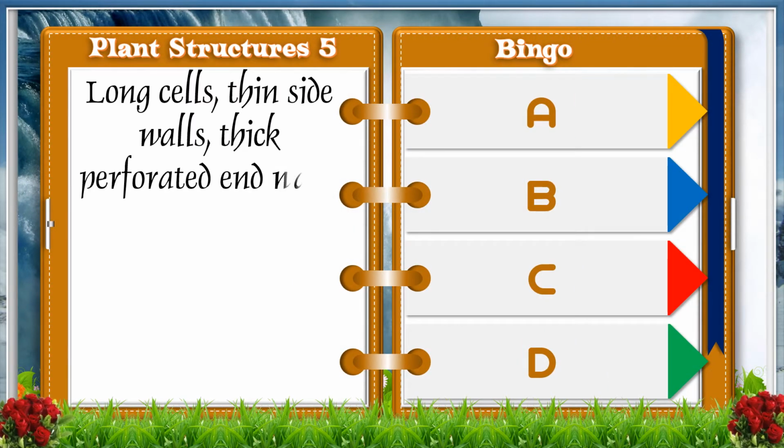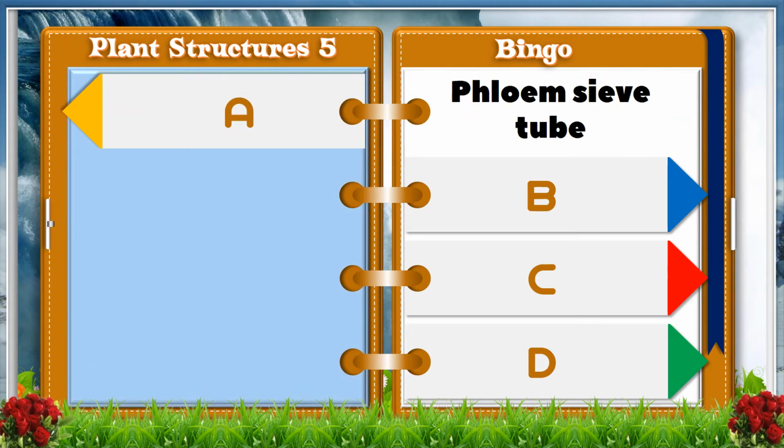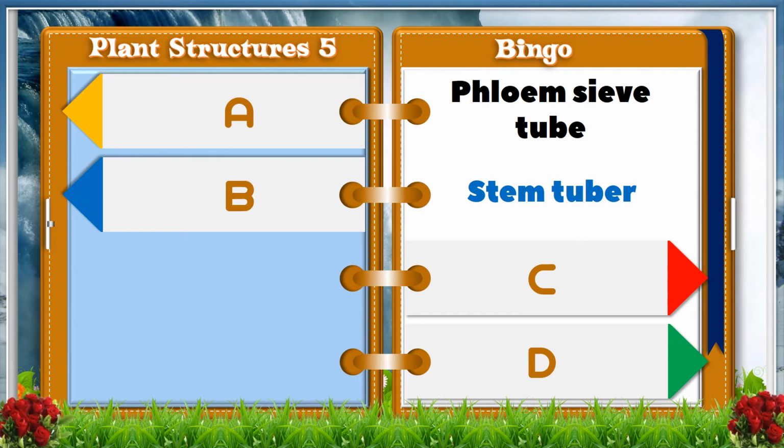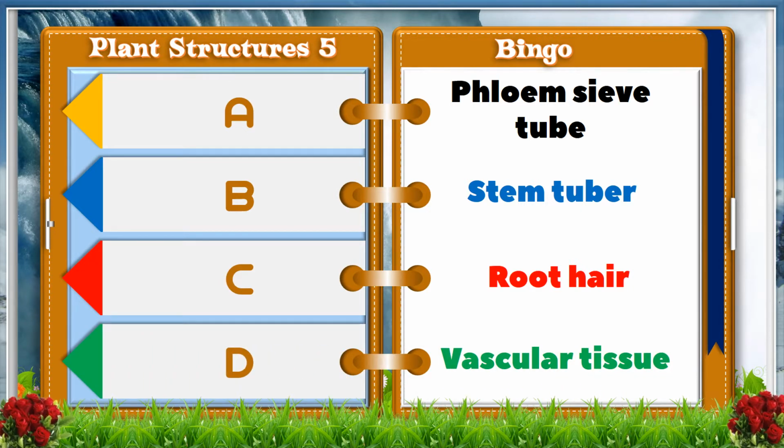Long cells, thin side walls, thick perforated end walls allow passage of cytoplasm between cells. Non-nucleus when mature. A. Phloem sieve tube. B. Stem tuber. C. Root hair. D. Vascular tissue. And the answer is A. Phloem sieve tube.